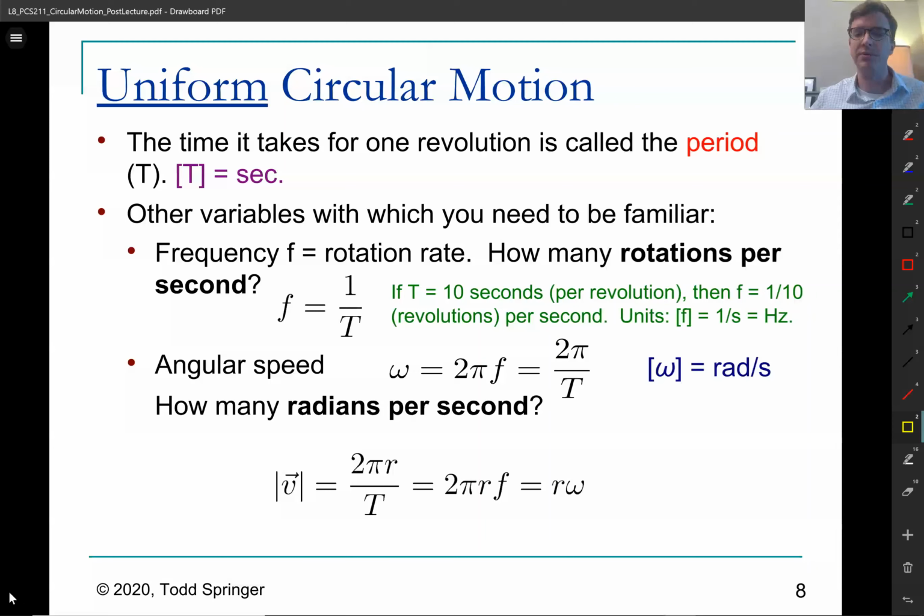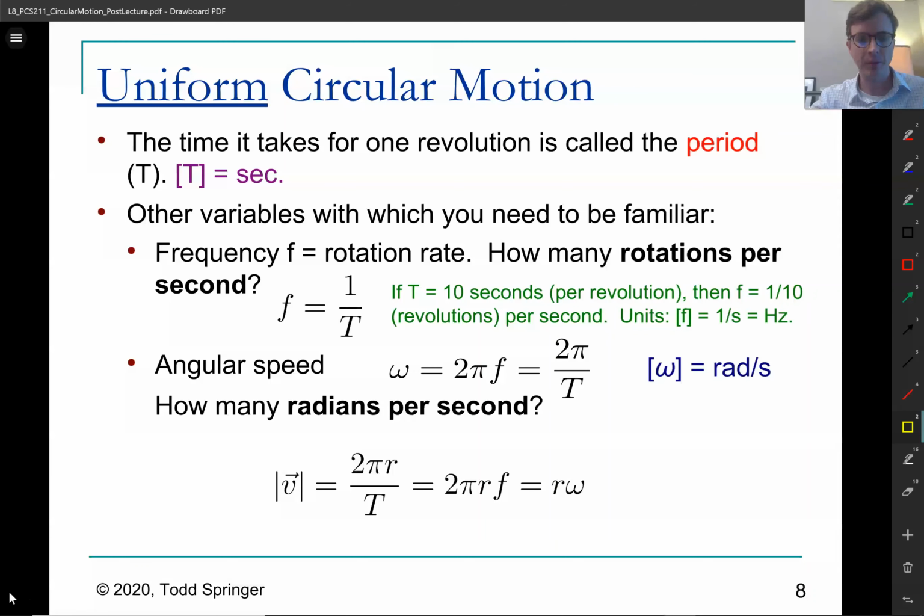So for example, if T is 10 seconds, that means it takes 10 seconds to go around once, then your frequency is 1 over 10. In other words, you've traveled 1/10 of the way around per second. The units of f are 1 over seconds, of course, and that has a special name, which is hertz. So 1 hertz is 1 over seconds.